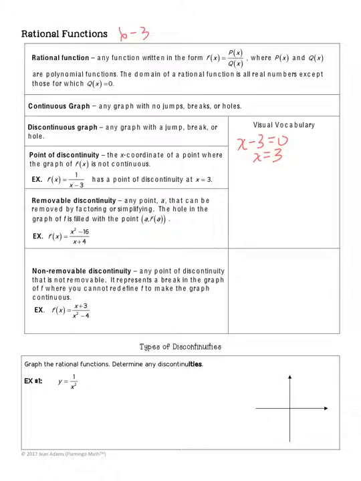So if a point of discontinuity is removable, it can be removed by factoring. So that's important. I would highlight that. And then it becomes a hole. So if it's removable by factoring, it becomes a hole. So if you look at this example here, I can factor the numerator as x plus 4 and x minus 4. And then your denominator is x plus 4.